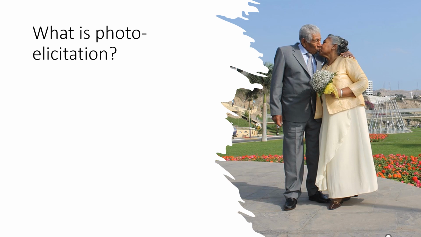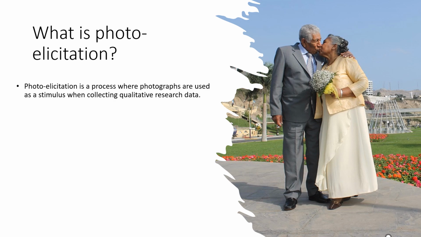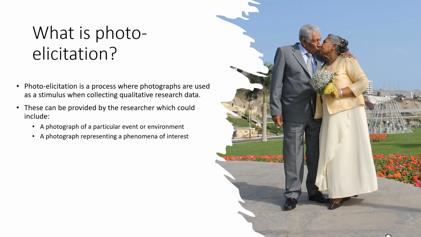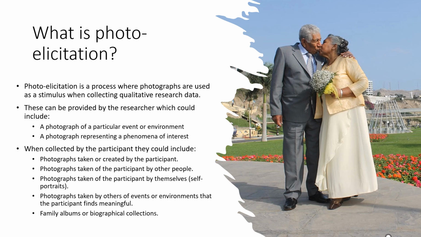Photo-elicitation is one approach which uses photos as a form of data capture. It's a process where we use photographs as a stimulus when collecting our qualitative research data, often through interviews or focus groups. It's possible for us to collect photographs to use in this way. That might be a photograph of a particular event or environment that would spark an interest in our participants, or something representing a phenomena of interest that we're exploring in our research.